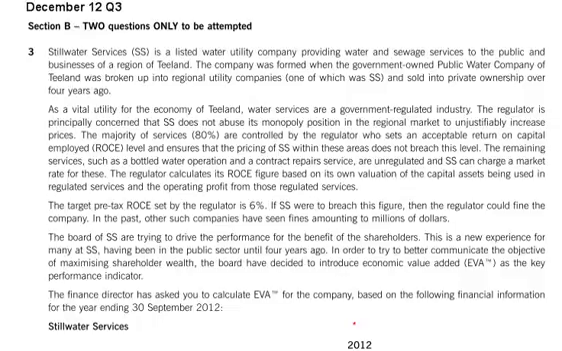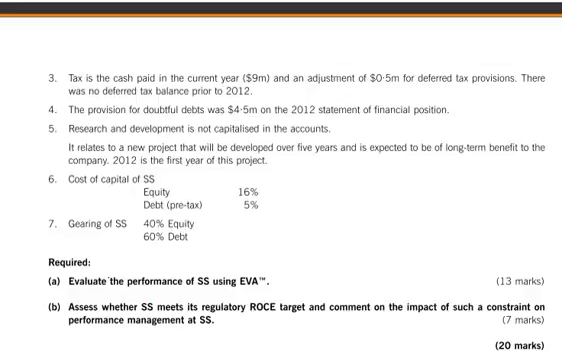So we'll just look at the requirements, as we always should do. Evaluate the performance of SS using EVA. So it means calculating the EVA and then evaluating it, and evaluating it suggests some judgment on your answer. Okay, so it's more than just a calculation. B, assess the ROCE and comment on the impact. So as you often get here, kind of two parts within one: assess the ROCE and comment on the results.